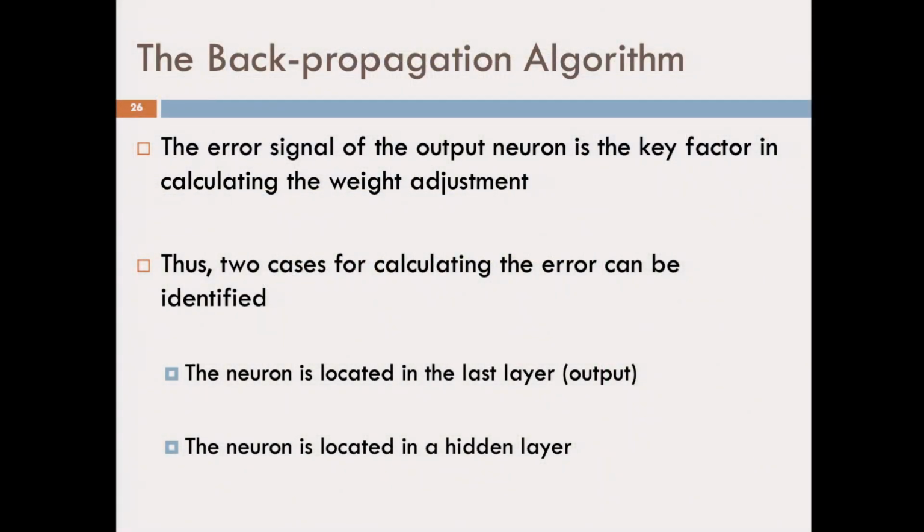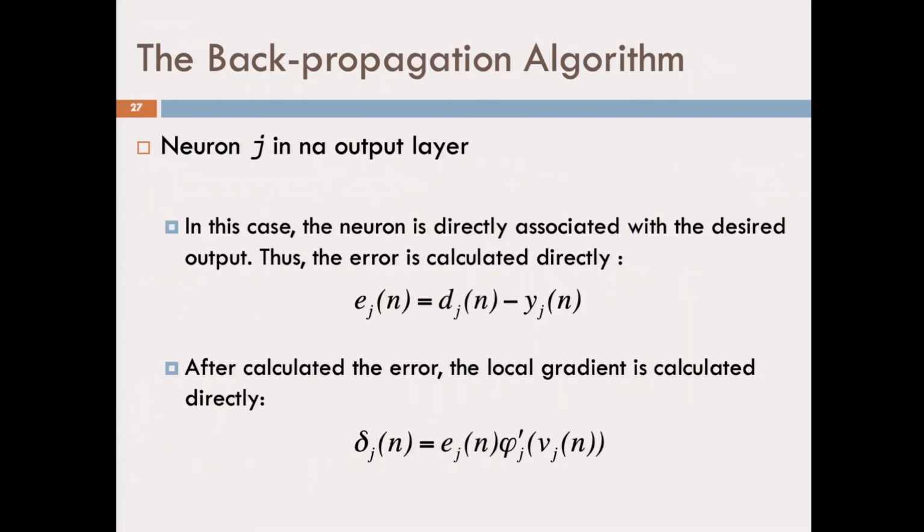So we have two cases: hidden neuron and output neuron. I'm going to show you here what I just drew. For a neuron in the output layer, it's easy. You just get the error associated to the neuron, then you compute the error and multiply it by the derivative of the activation function. You do this for all output neurons.